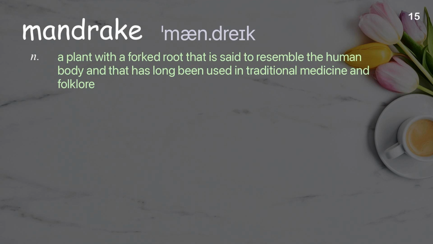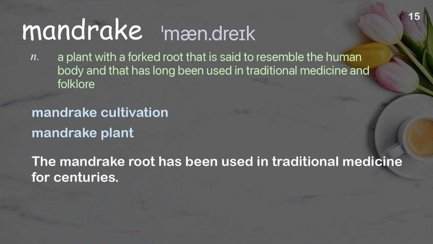Mandrake. A plant with a forked root that is said to resemble the human body and that has long been used in traditional medicine and folklore. Examples: Mandrake cultivation. Mandrake plant. The mandrake root has been used in traditional medicine for centuries.